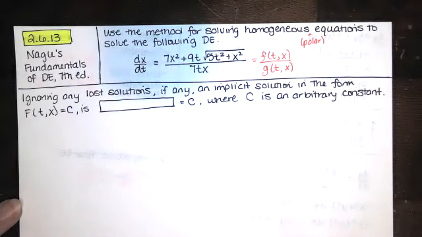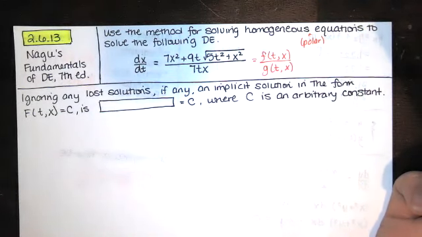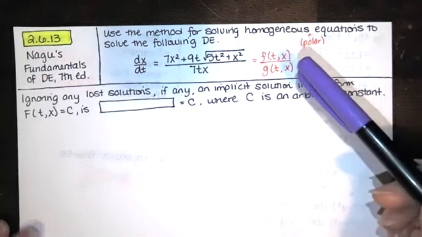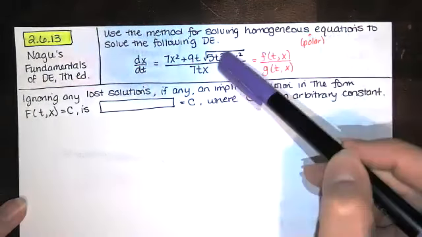In this video, we solve problem 2.6.13 from Nagle's Fundamentals of Differential Equations, 7th edition. We're asked to use the method for solving homogeneous polar equations to find the solution to this differential equation. Now we're given dx/dt equals this.